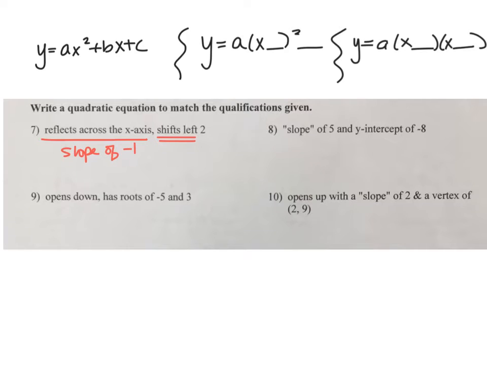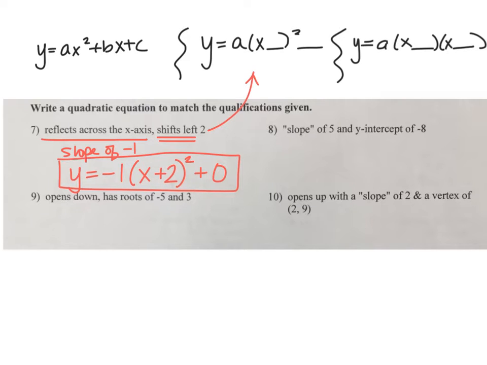Well, the only one of these formats that tells me about shifting left or right is my vertex form right here. So I'm going to write my equation as y equals -1 x. Remember, on the inside is left and right, and you have to think opposite. So that's going to be x plus 2 squared. And it doesn't tell me I need to go up or down at all, so I'm just going to say plus 0 at the end. All right, there's question 7.